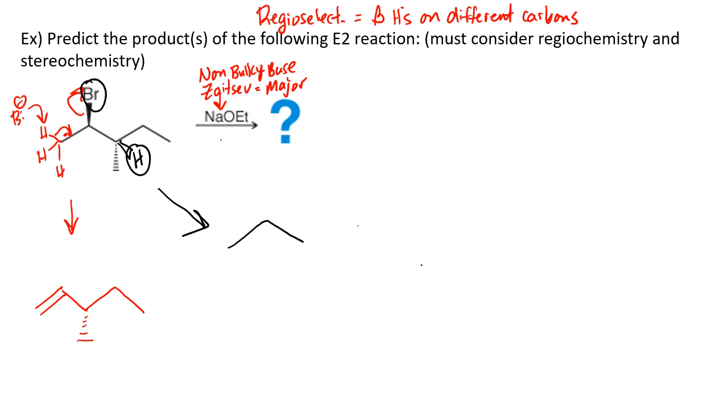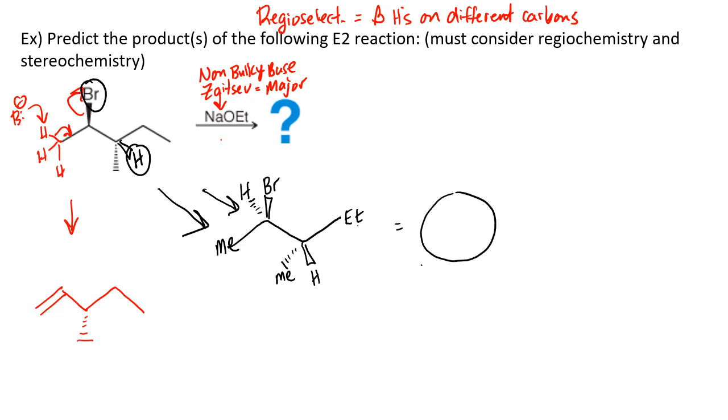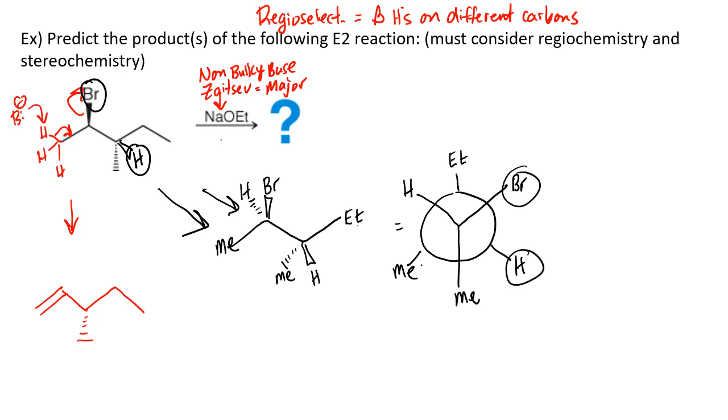Okay, let's simplify our molecule. Here's my beta hydrogen, my methyl. This was an ethyl. There's my bromine. There was another hydrogen, and this was a methyl group. All right, so we can look at it from this perspective now. And let's draw a Newman projection. Bromine, hydrogen, methyl, ethyl, hydrogen, methyl. Now my leaving group and beta hydrogen need to be anti-periplanar.